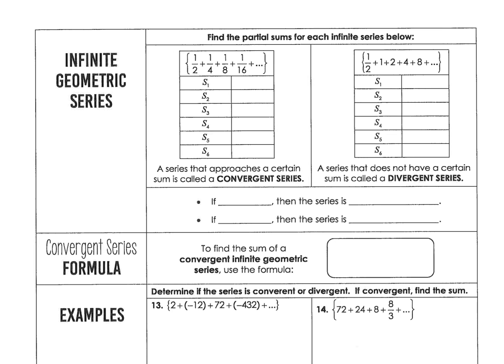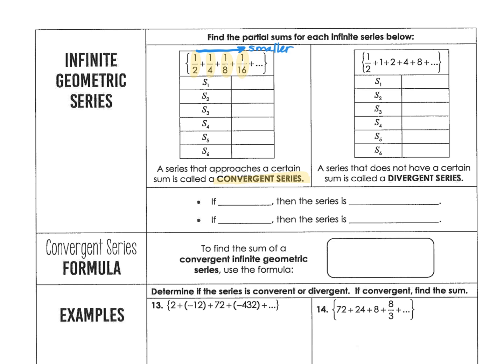Infinite geometric series. There are two types of infinite geometric series. There's the kind that gets smaller and smaller and smaller. This is what we call a convergent series. When it gets smaller and smaller, look at it. You go from a half to a quarter to an eighth to a sixteenth. In other words, it is getting smaller.